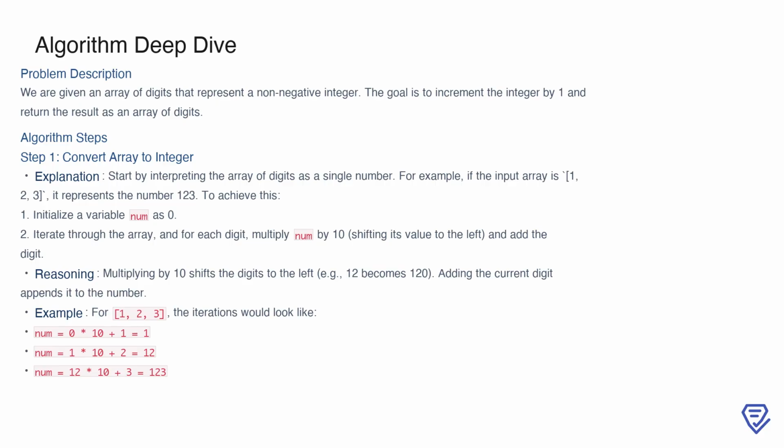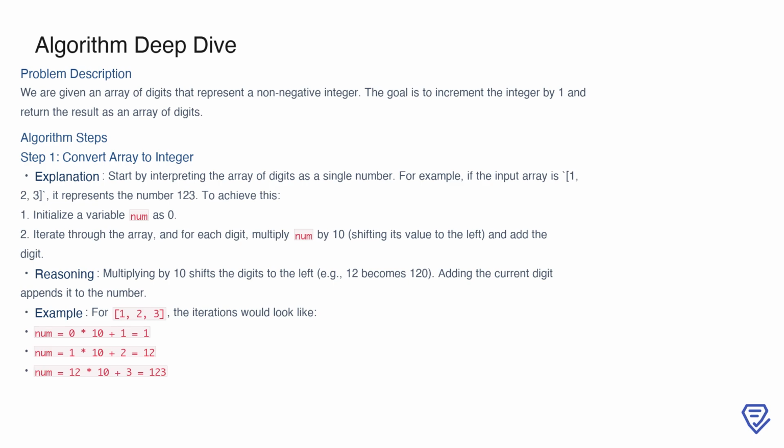The first step in the algorithm involves converting the array of digits into an integer. Imagine the input array is 1, 2, 3. This represents the number 123. To achieve this conversion, we initialize a variable, say number, to 0. Then, for each digit in the array, we multiply number by 10 to shift the digits left, and add the current digit. This process ensures that the digits are combined correctly.